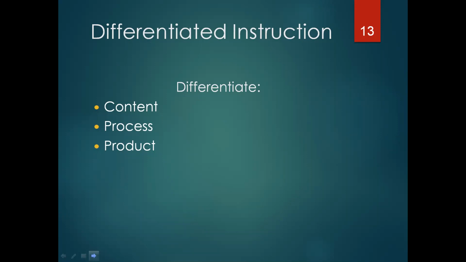Differentiating product is differentiating the outcome. What are you expecting students to produce to show that they've learned something? Well, does it have to be the same for every student? What if you have a student who's musically inclined or loves poetry? Can they write a poem about what they learned? Can they draw a picture if they're artistic? So that's what it means to differentiate the product.